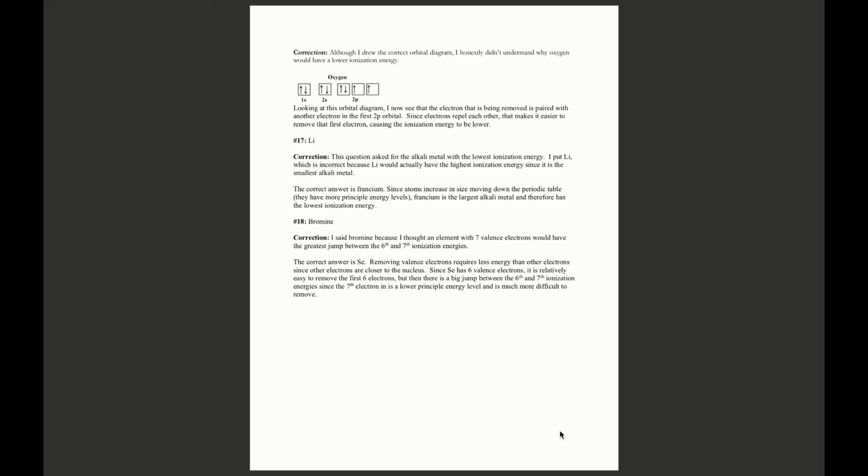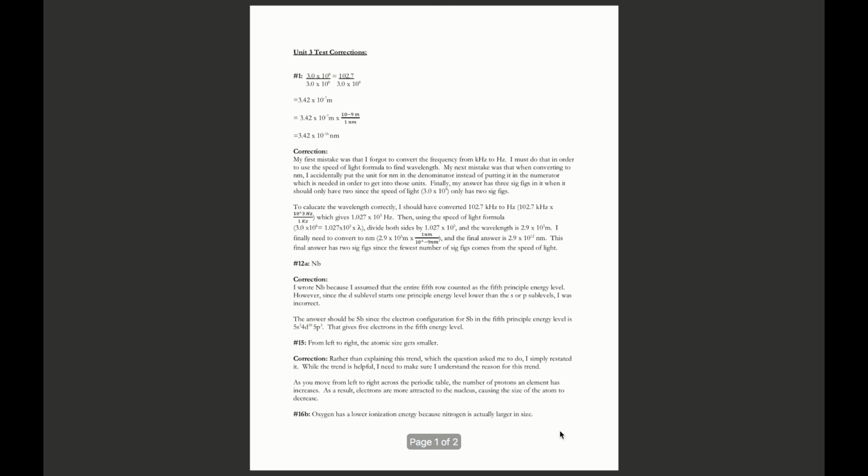Okay? For 18, a lot of people miss this. For example, if you put bromine, you could say, I said bromine because I thought an element with 7 valence electrons would have the greatest jump between the 6th and the 7th, for example. Okay, you put something, explain what you put and why you put it. Okay, the correct answer is Se. Removing valence electrons requires less energy than the other electrons, since other electrons are closer to the nucleus. You could also call those other electrons core electrons. Since Se has 6 valence electrons, it's relatively easy to remove the first 6, but then there's a big jump between the 6th and 7th ionization energies, since the 7th electron is in a lower principal energy level and therefore more difficult to remove. Okay?